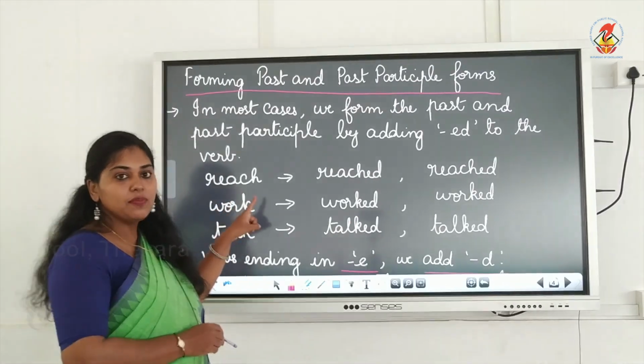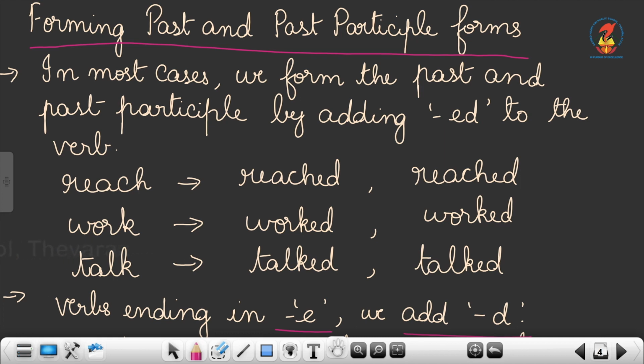Now, here, reach. For the verb reach, it is a normal case in which we add ed to the verb to present it in past form and past participle. Likewise, we have work. Work, worked, worked itself. These are the past forms and these are the past participle forms. Talk, talked, talked itself. Now let's see the other category.